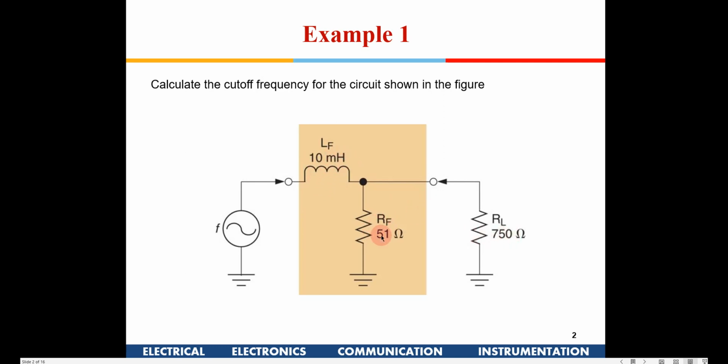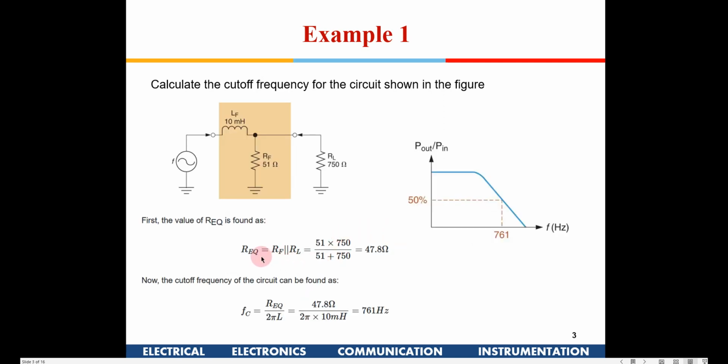Now here, since a load is connected to this resistance, the effective resistance is going to be the parallel combination of these two resistances. First I have to compute the effective resistance, which is the parallel of load resistance and RF, which comes to be 47.8 ohm. Now to compute the cutoff frequency, I have this formula R divided by 2 pi L. If I substitute these values of R, that is the effective R, and L, I get 761 hertz.